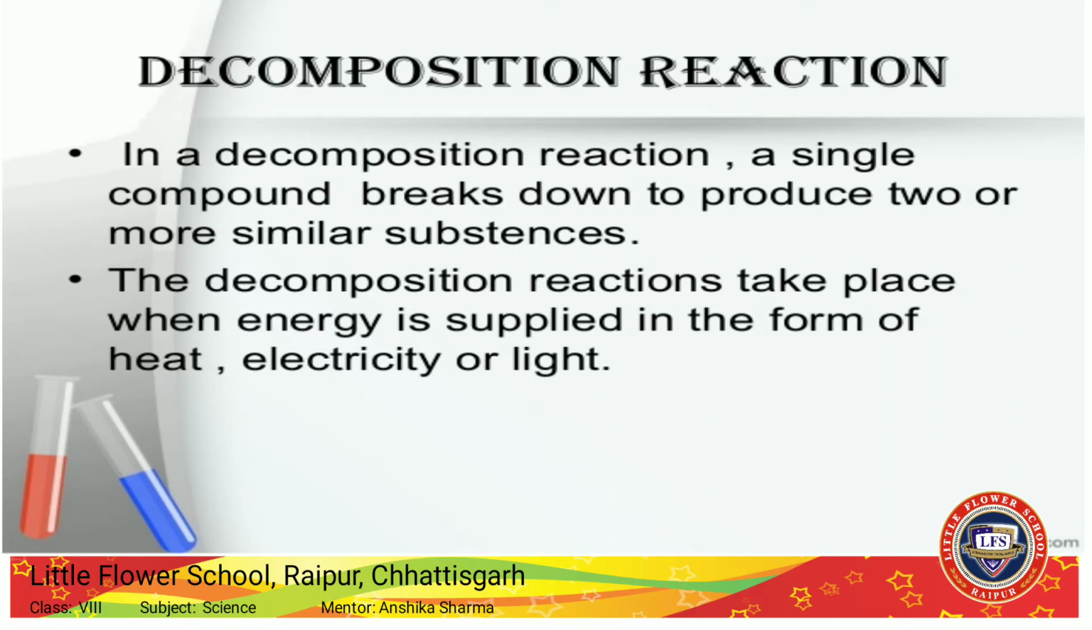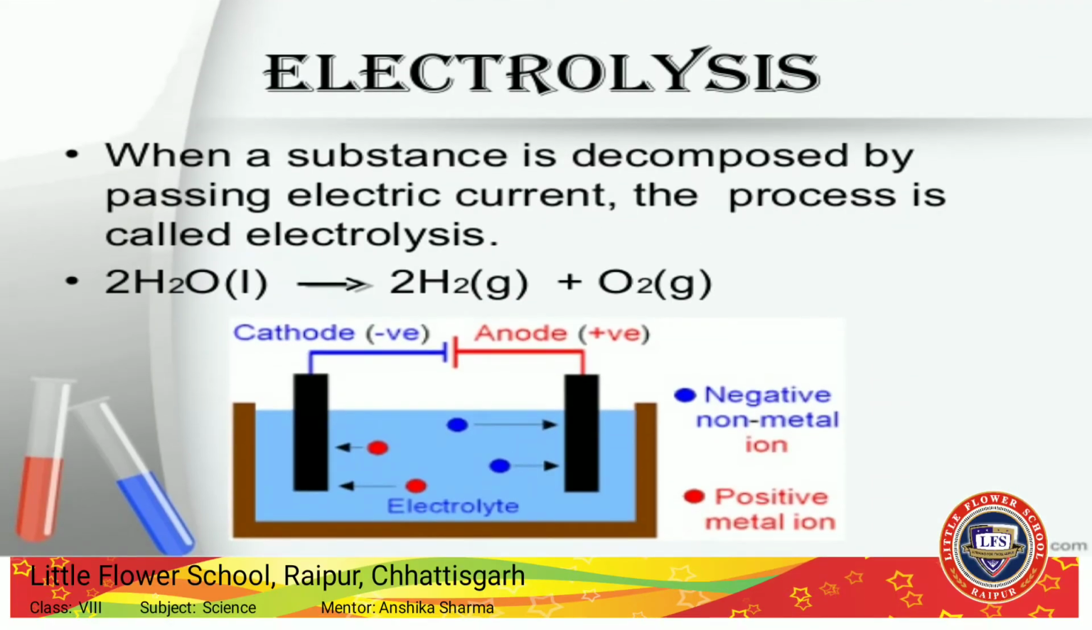Second is decomposition reactions. In a decomposition reaction, a single compound breaks down to produce two or more simpler substances. Decomposition reactions take place when energy is supplied in the form of heat, electricity, or light. Electrolysis: when a substance is decomposed by passing electric current, the process is called electrolysis.